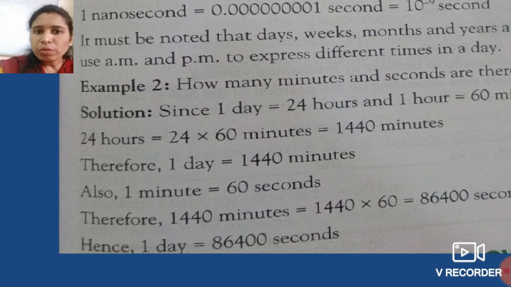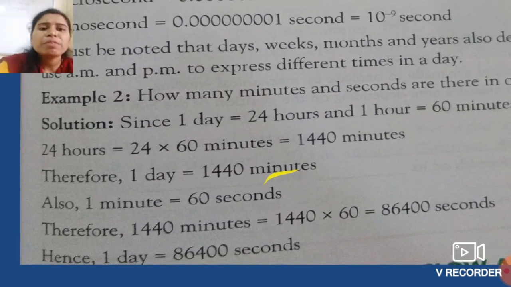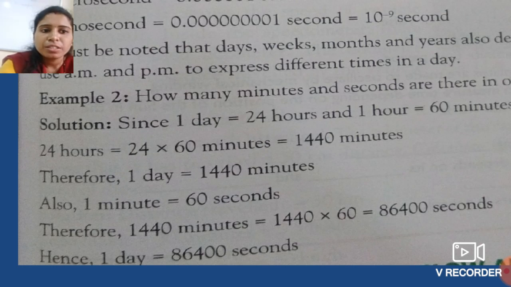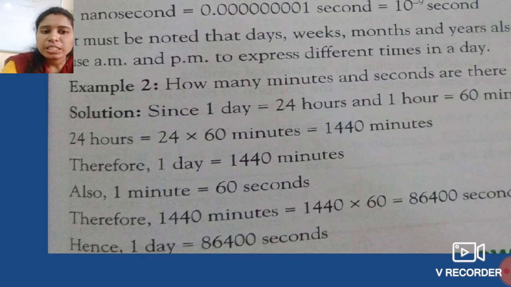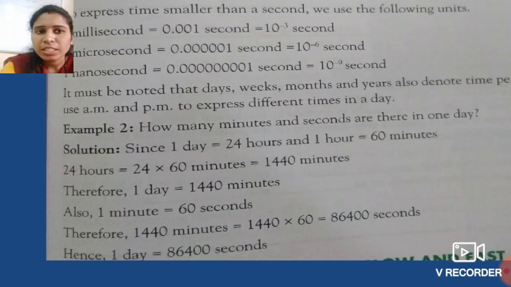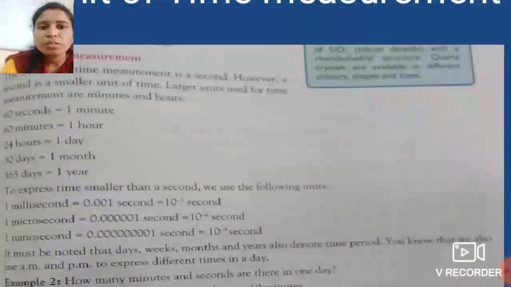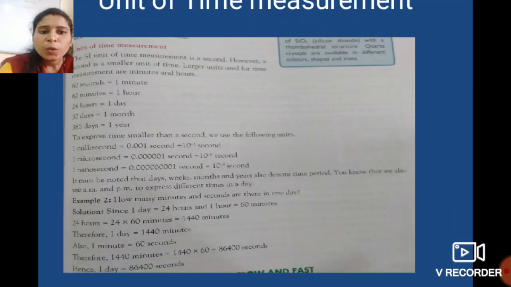So after that, what we will do? In 1 minute, how many seconds are there? 60. So for 1 minute 60 seconds. So for 1440 minutes, how many seconds are there? We multiply it by 60. Then we will get 86,400 seconds here. So in one day 86,400 seconds are there. So in this way we can also calculate how many minutes and seconds are in one day.